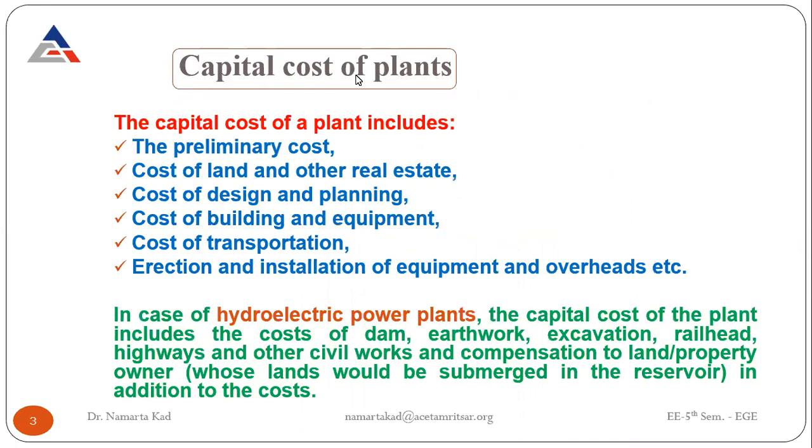Now the capital cost of plants. The capital cost of a plant includes the preliminary cost, which includes the cost of land on which it is planned to install the power plant, and other real estate. Generally we see that all power plants are installed far away from the city. One reason is that there the cost of land is less. If the power plant is installed near or within the city, the cost of land is very high. So one factor in locating the power plant away from the city is the cost of land.